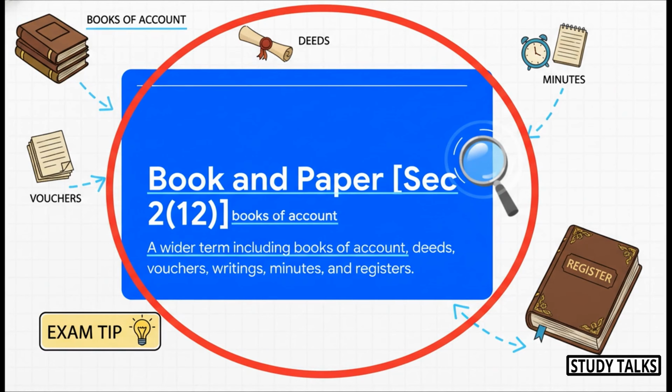Now let's look at book and paper. This term from Section 2(12) is way broader. It's like an umbrella term. It includes everything in books of account, plus things like deeds, vouchers, company minutes, and all sorts of official registers. So remember this for your MCQs. All books of account are book and paper, but not all book and paper are books of account. It's a classic ICAI twist.